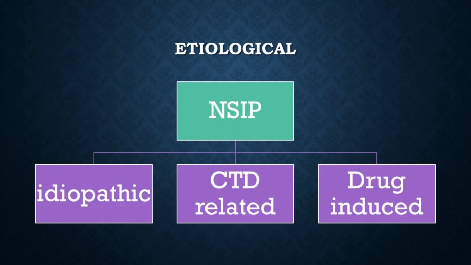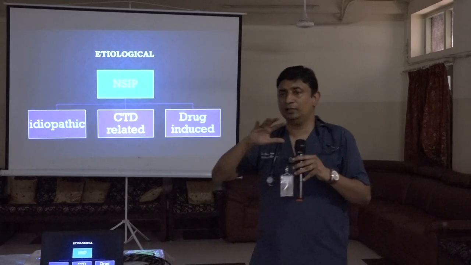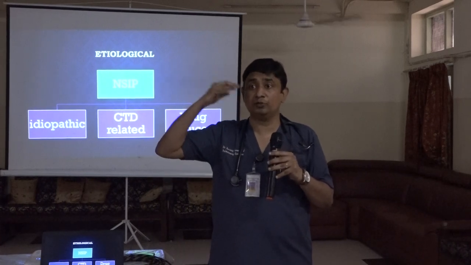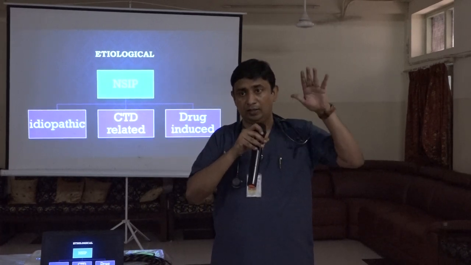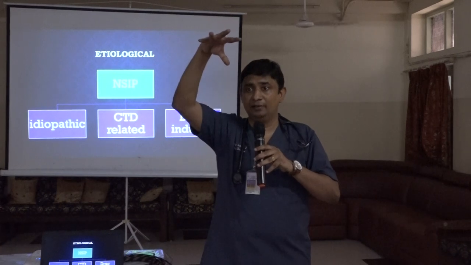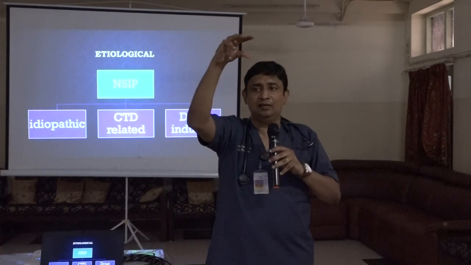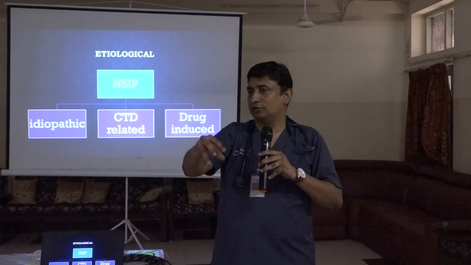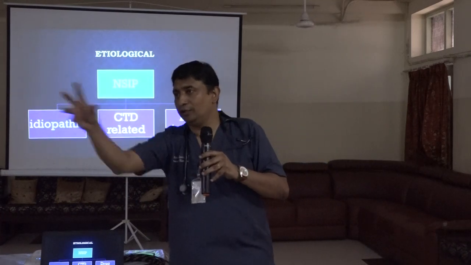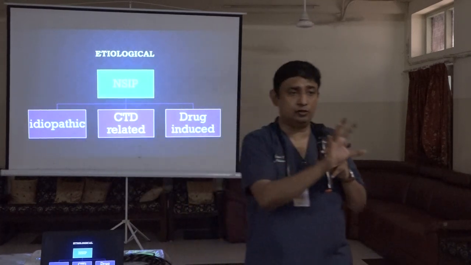Now, the etiological classification of NSIP is that you could have it idiopathic, where it comes into the IIP category, or you can have it CTD related, or you can have it drug induced. See, for most ILD, have another approach mentally. You have a clinical picture, clinical suspicion, then you have a radiological pattern. Then you look at CTD, any drug induced, toxin induced. Rule that out, it becomes idiopathic. Then you see which pattern basket it falls into.